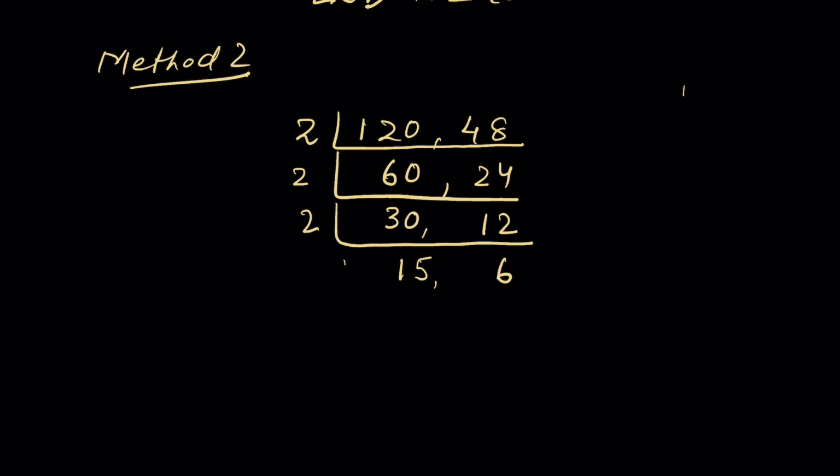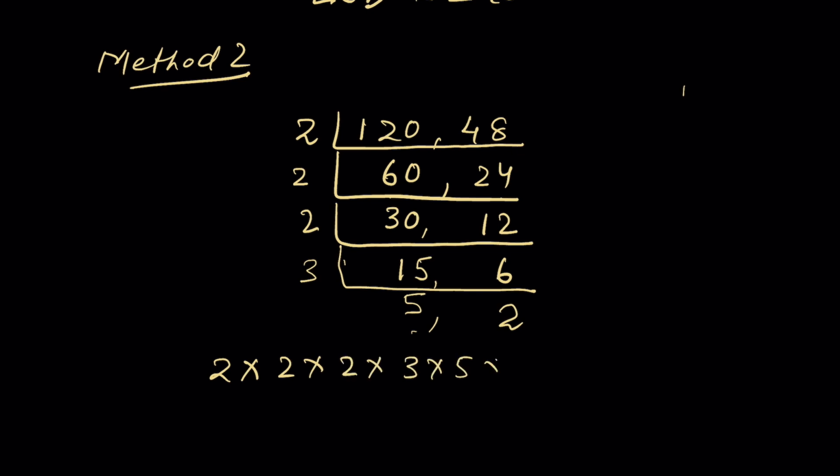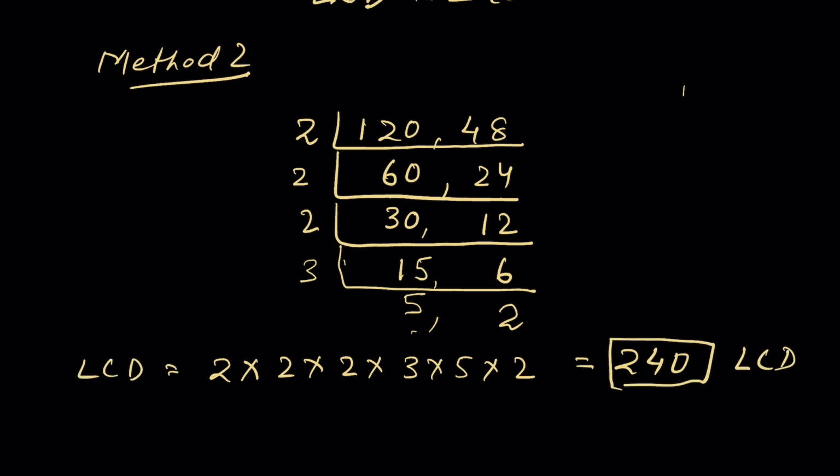Now 15 and 6 both are divisible by 3. We can use 3. So 3 times 5 is 15 and 3 times 2 is 6. Okay. Now 5 and 2 are prime numbers, so we can stop here. Now let's write down all the factors: 2 times 2 times 2 times 3 times 5 times 2. Product is 240. So 240 is the LCD. This is the method. You will find this method much faster than other methods.